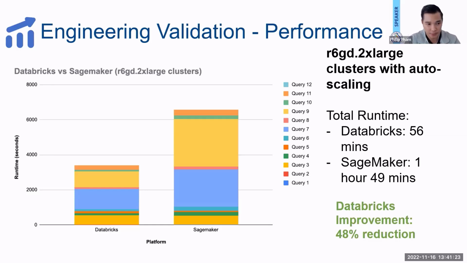And in this particular experiment, we ran them on similar cluster configurations, controlling how the clusters would scale with the auto-managed scaling, as well as setting a limit to the max number of nodes that it could scale to. And what you see here is the difference between the runtimes, where within Databricks a notebook that ran these 12 queries resulted in 56 minutes versus in SageMaker was 1 hour and 49 minutes, resulting in that 48% reduction.